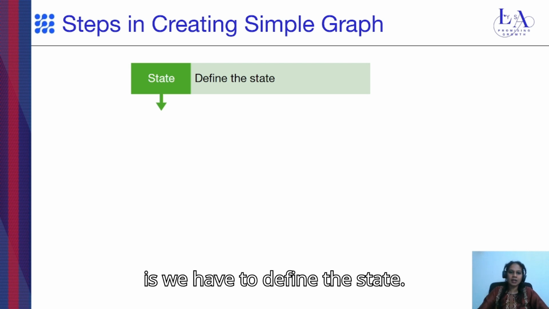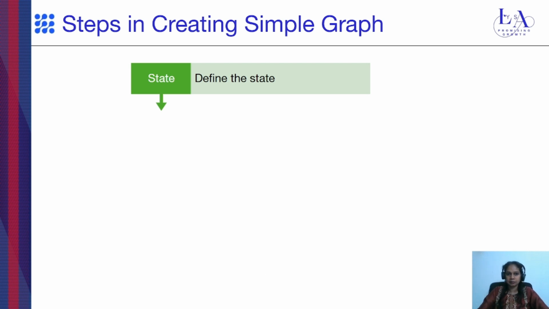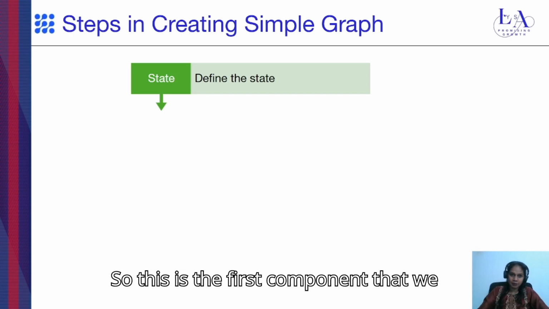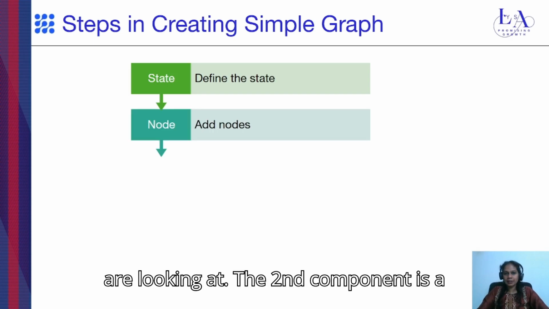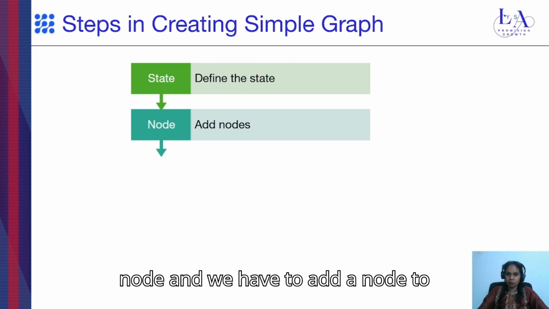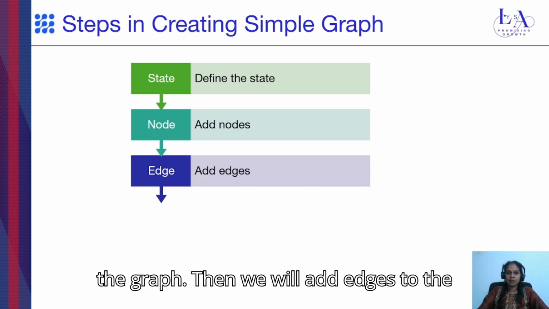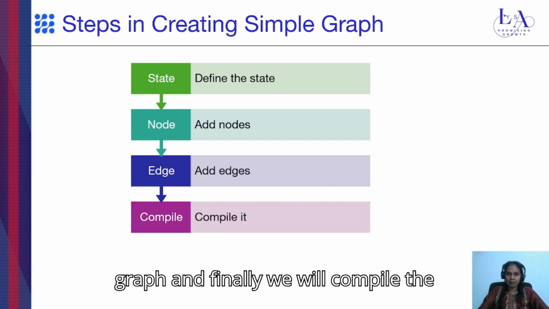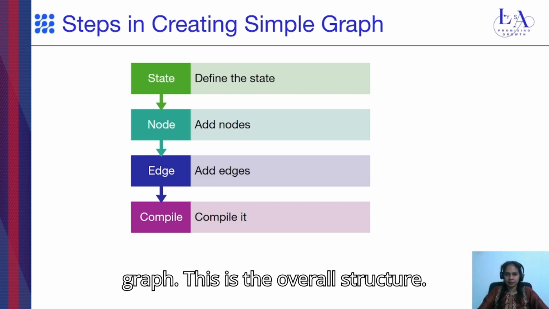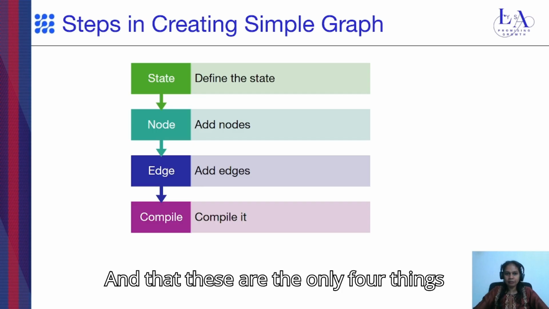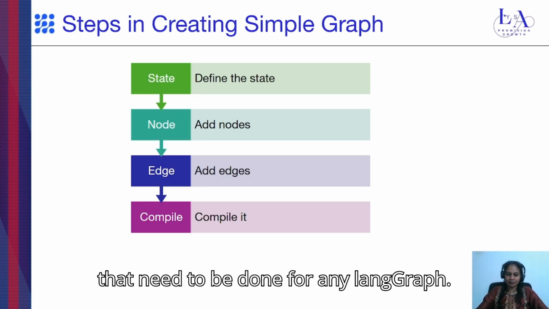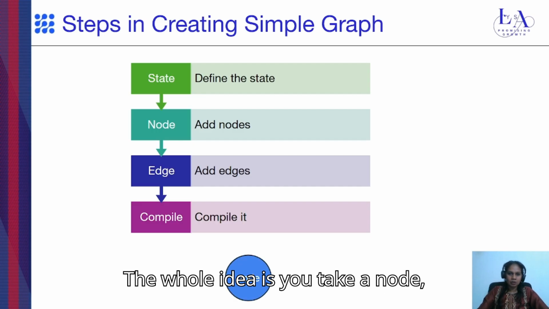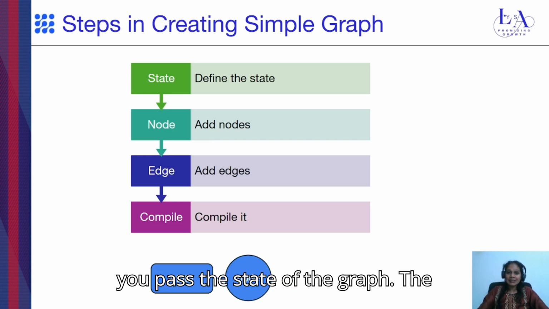The first step is we have to define the state. So this is the first component that we're looking at. The second component is a node, and we have to add a node to the graph. Then we will add edges to the graph, and finally we will compile the graph. This is the overall structure, and these are the only 4 things that need to be done for any LangGraph.